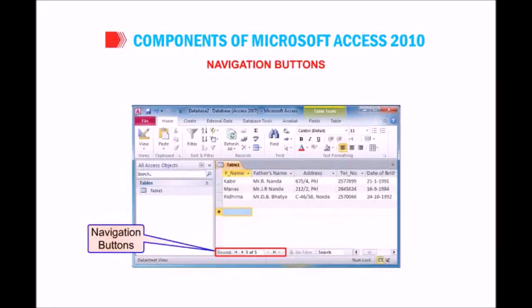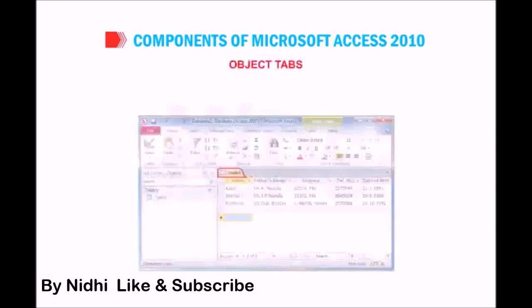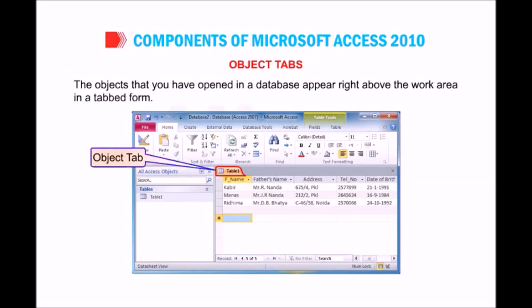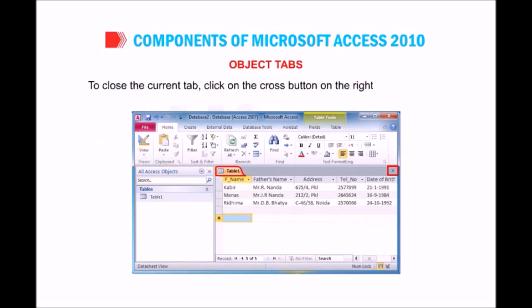Navigation buttons. As the name suggests, they help in navigating through the records. The navigation buttons display the current record number in an object. Object tabs. The objects that you have opened in a database appear right above the work area in a tabbed form. Clicking on any tab displays the contents in the work area. To close the current tab, click on the cross button on the right end of the bar.